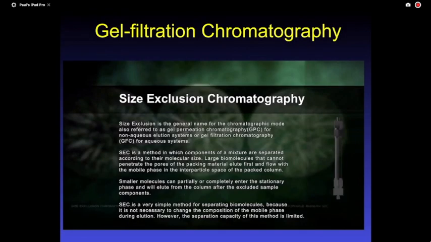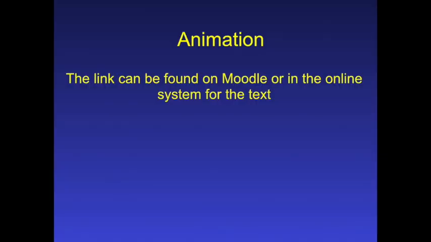Now, I'll show you this animation. Again, this will be linked on the Moodle site. And at the molecular level, there is this music going on all the time. All right. Here we have different sized proteins. The larger ones don't fit inside the holes, so they just go around. That's why they can go faster.